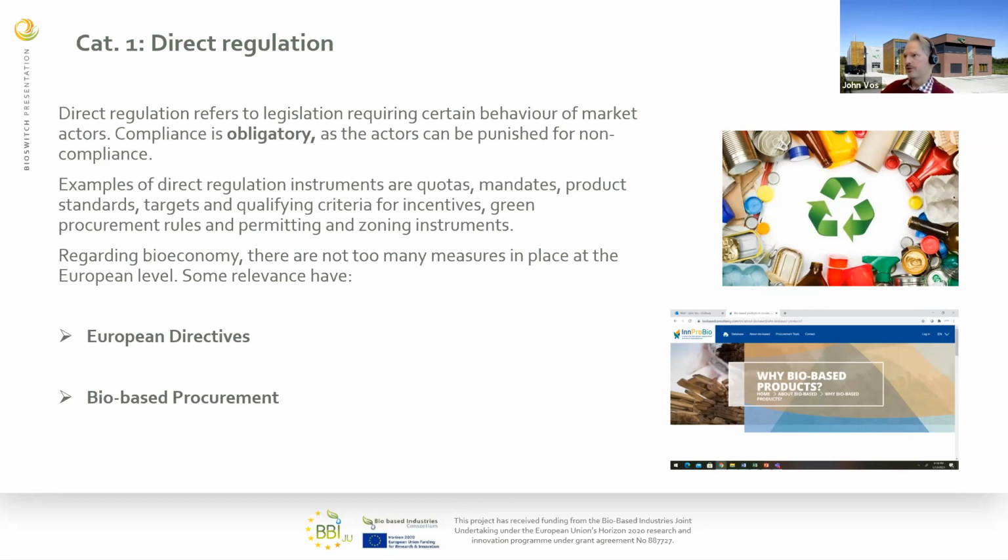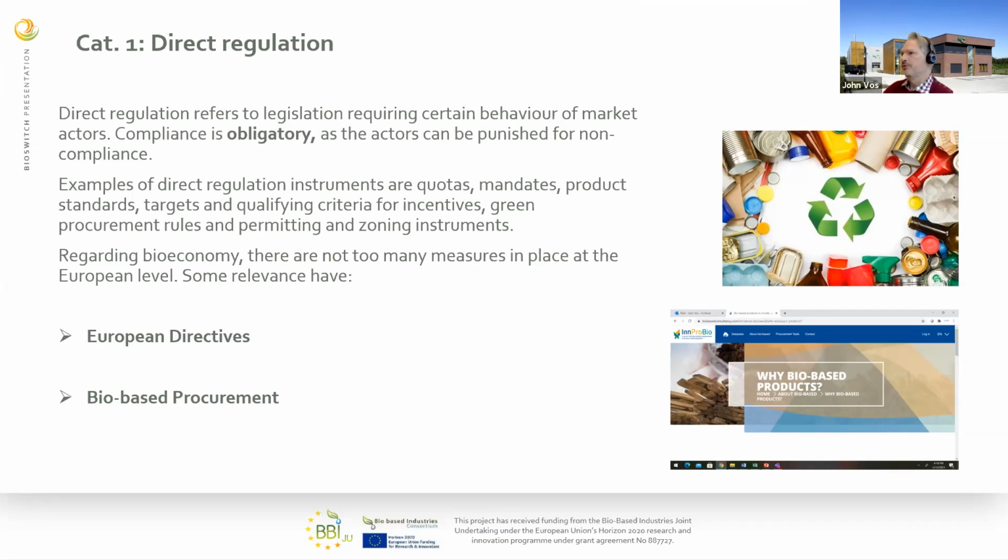Some relevance have two directives, such as the Waste Framework Directive, as well as the Packaging and Packaging Waste Directive, which are expected to increase the use of bio-based recyclable packaging and bio-based compostable packaging. Well, again, examples of where packaging is being supported, and I guess this helps explain why this is such a hot topic.